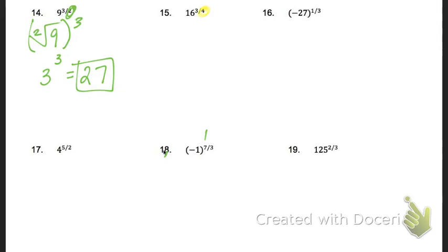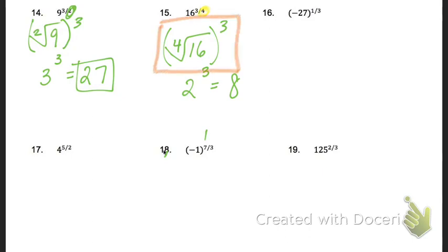So for 15, I'm going to say the fourth root of 16 cubed. So the fourth root of 16 is what? 2. 2 cubed is 8. Why are you not using 16 now? Okay, everyone listen. Put your pencils down and watch me. I'm going to rewrite it as the fourth root of 16 to the third power. Are you okay with this so far?